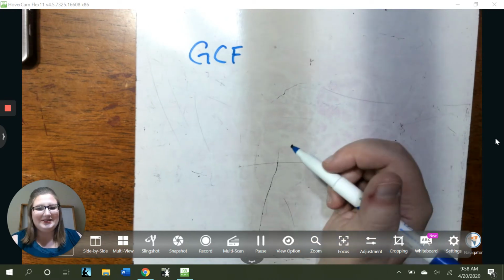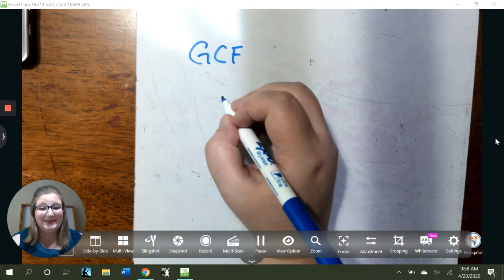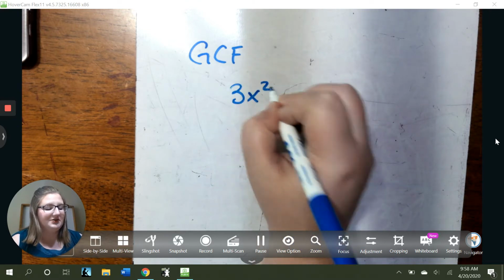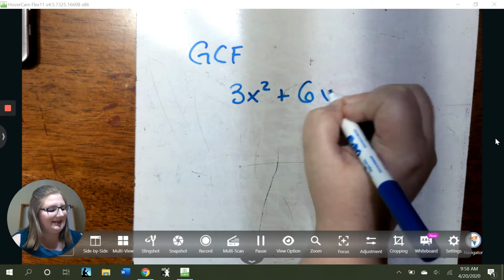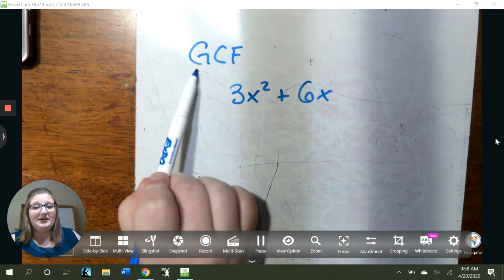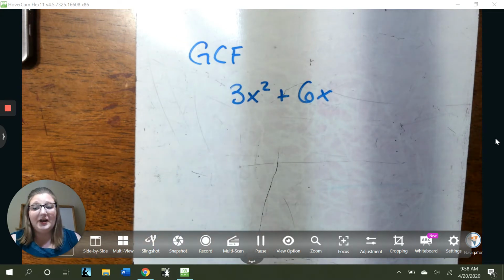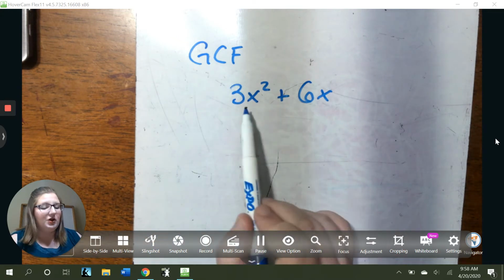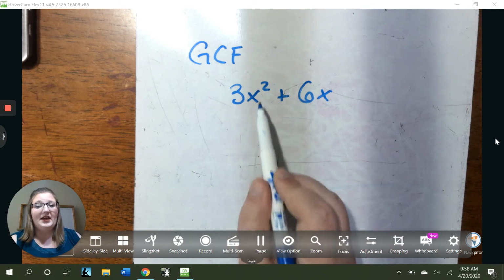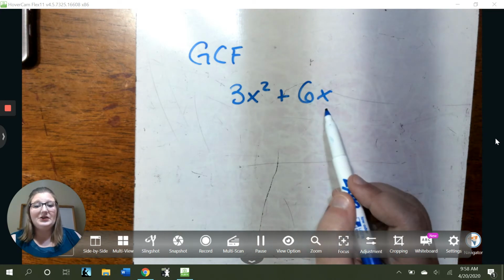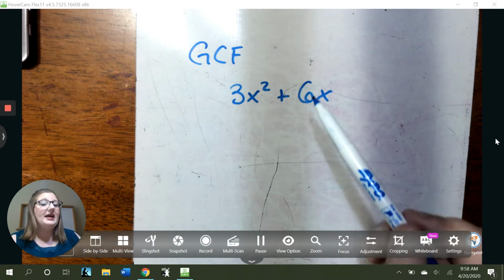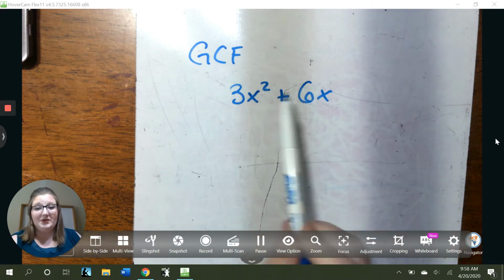And the easiest way to explain this is by using an example. So if we had the expression 3x squared plus 6x, and we wanted to factor this using the greatest common factor, then we're trying to figure out what is the largest factor that goes into both of these terms. So what divides 3x squared and 6x? We're going to look for the largest number that 3 and 6 are both divisible by, and we're going to look for how many variables we could factor out.